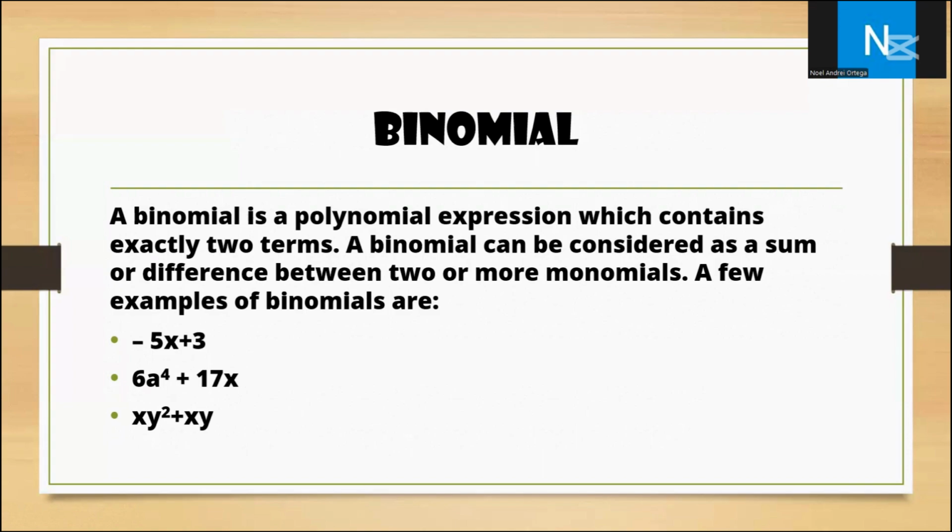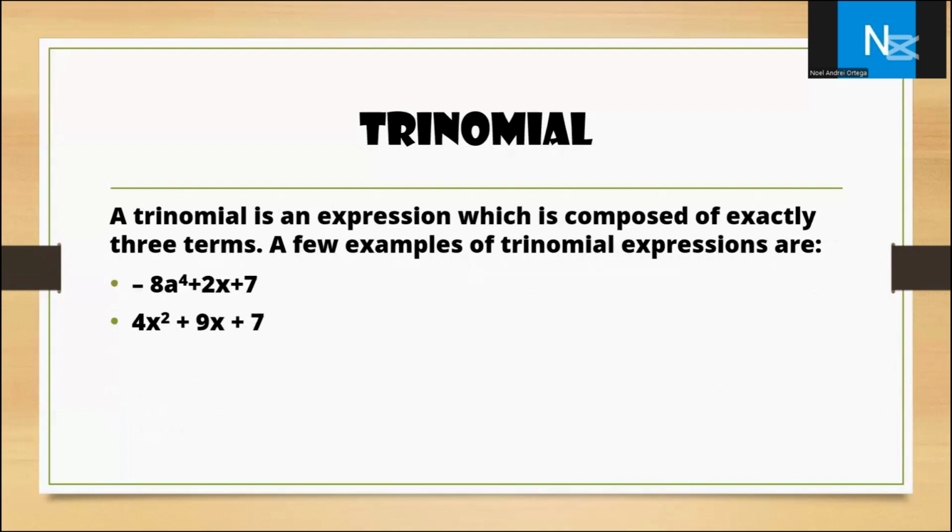Next is a binomial. A binomial is a polynomial expression which contains exactly two terms. A binomial can be considered as a sum or difference between two or more monomials. A few examples of binomials are negative 5x plus 3, 6a raised to the 4th plus 17x, and xy squared plus xy. A trinomial is an expression which is composed of exactly 3 terms. A few examples of trinomial expressions are negative 8a raised to the 4th plus 2x plus 7 and 4x squared plus 9x plus 7.